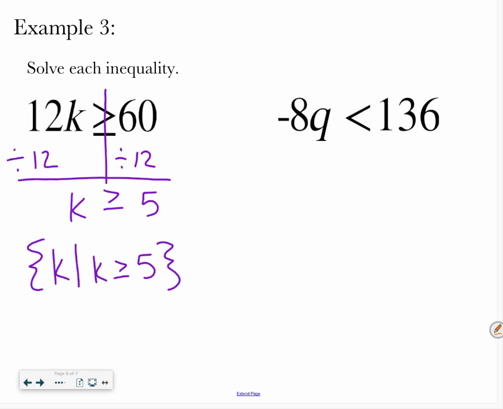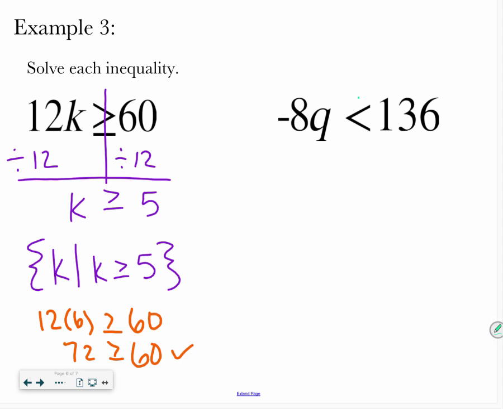And if I want, I could check my answer. So k is greater than or equal to 5. So if I try, let's go with the 6. So 12 times 6, is that greater than or equal to 60? Well, 12 times 6 gives me 72, and that is greater than or equal to 60, so we know that has to be correct. Now let's try our last one.